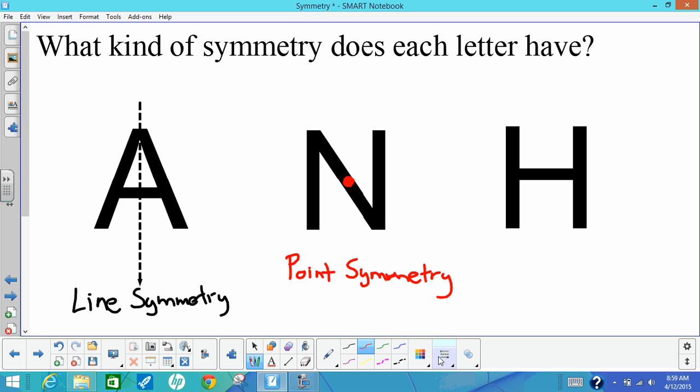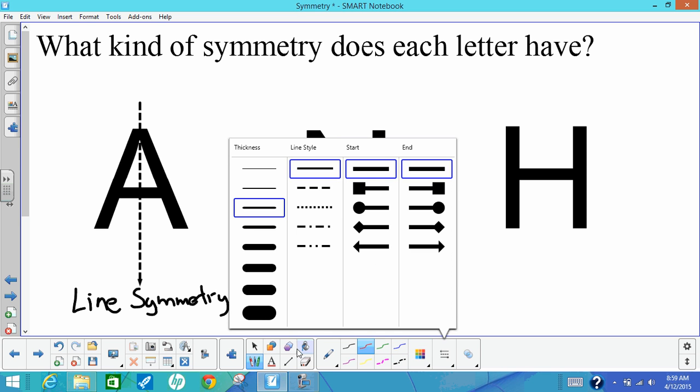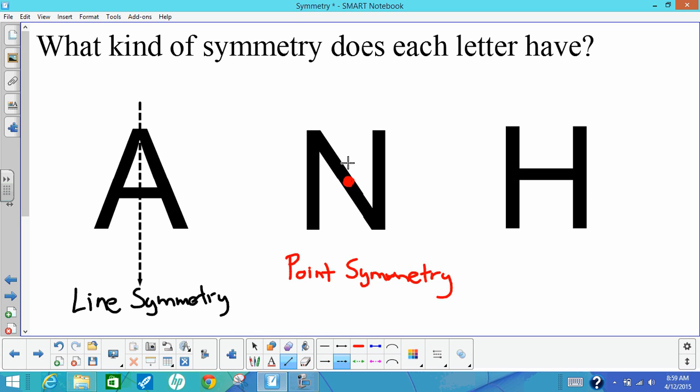And there's not really a line that I can draw. If I draw a line to the middle here, N is not going to look the same. It's going to be backwards. If I draw a line to the middle horizontally, it's not going to look the same. It'll be upside down. So all we have for N is point symmetry.